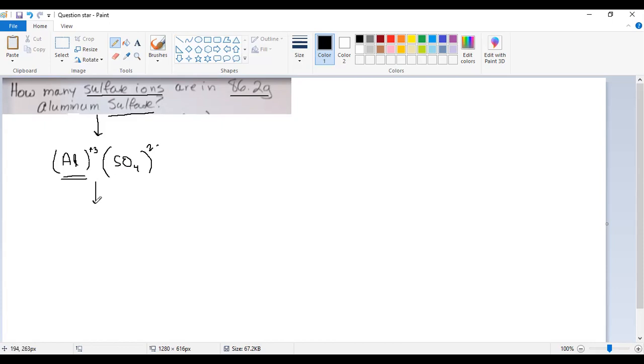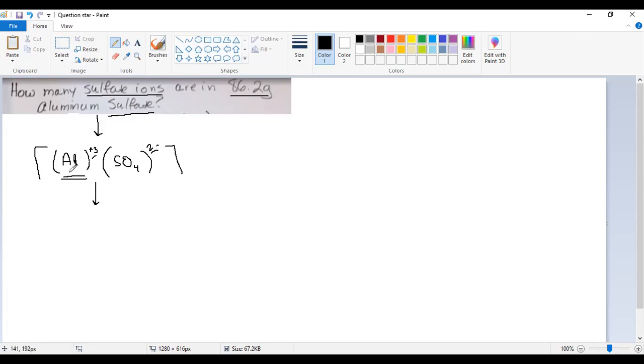Now, when you're working with ionic compounds, the goal is to always neutralize the charge. And in this case, the charge is not neutralized between aluminum and this polyatomic ion here. The net charge is not balanced. It's 3 and there's 2 minus. So we want to balance the charge, in other words, get the net charges equal to the same number.